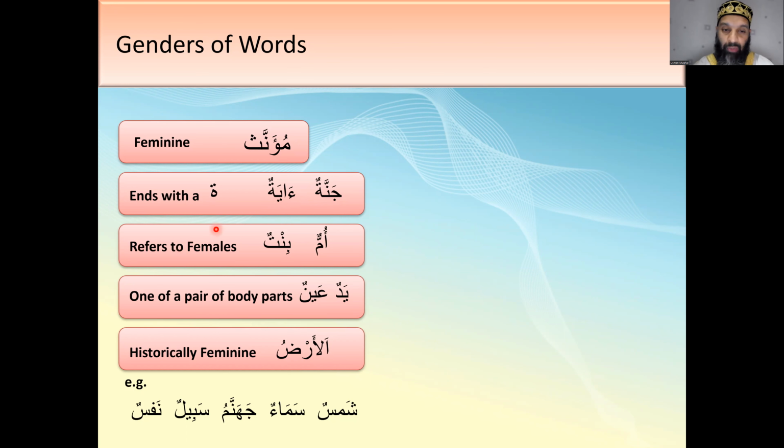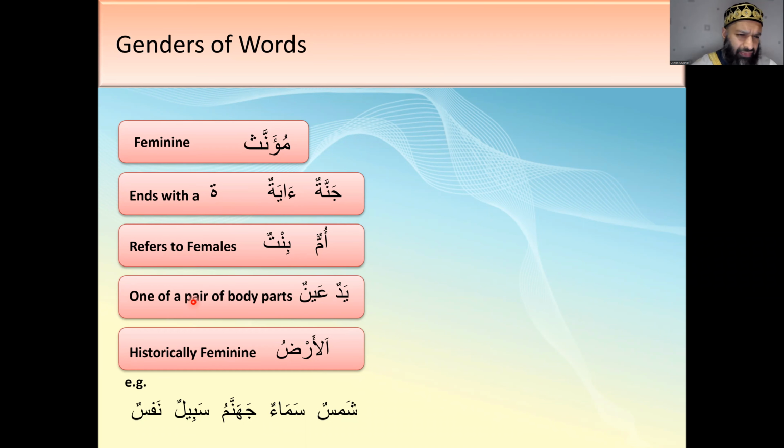The ta marbuta, when you stop at it, for example, if there's a ta marbuta and you're stopping, then it's going to change into a ha. You're just going to say jannah, ayah, right? So that's ta marbuta. That's the main giveaway that a word is feminine, if it's got a ta marbuta at the end.